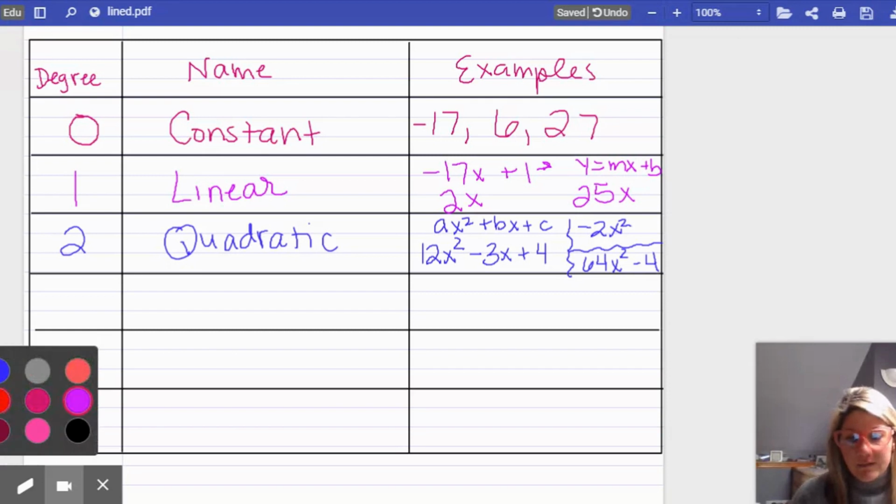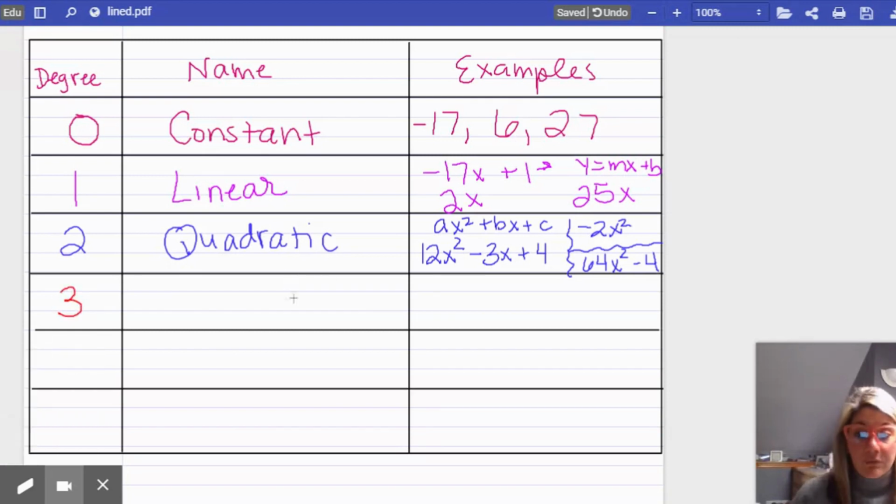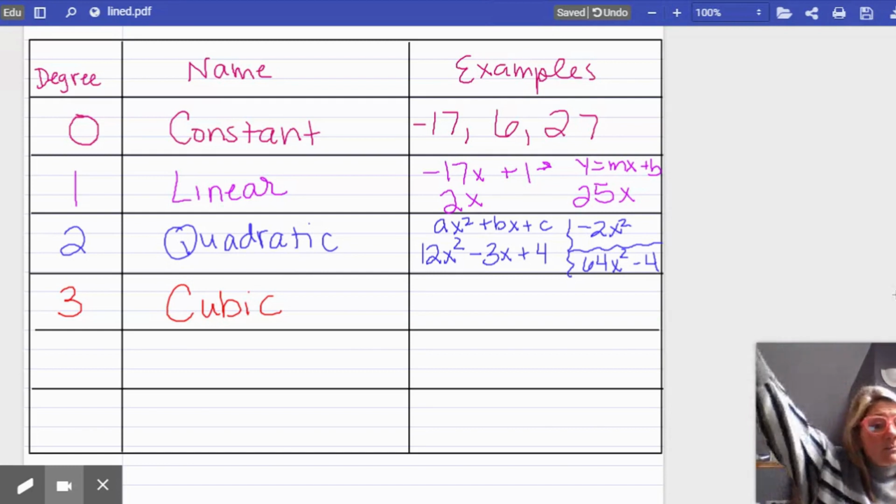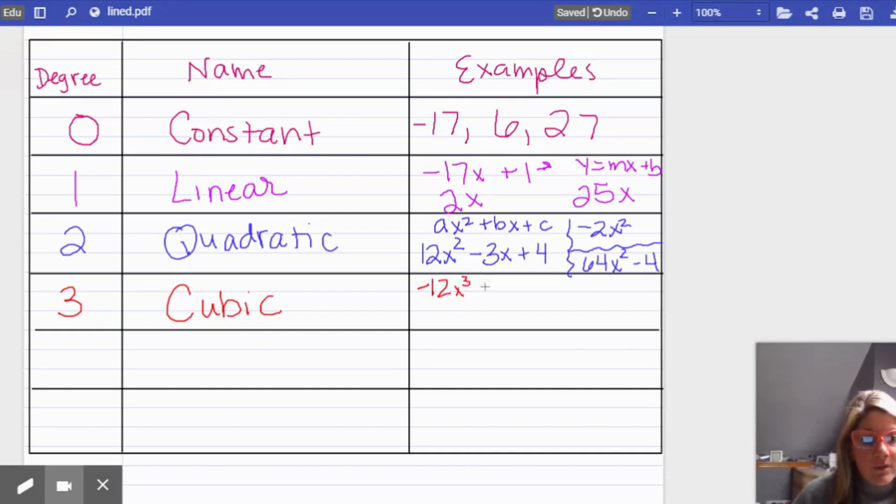Okay, next we have a degree of 3. We call those cubic equations. It's just like when we've talked earlier about cubing something, which is raising it to the third power. So in all of these examples, 3 is the largest exponent. So you might have something that looks like negative 12x cubed plus 2x squared minus 4x plus 2. And in this, 3 is my largest exponent, and that is why it's cubic.